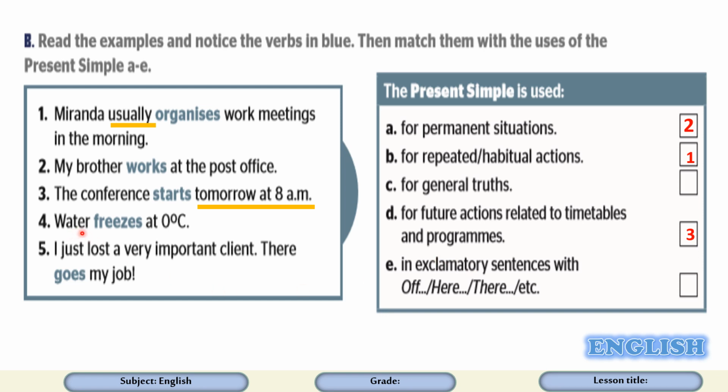Number 4, water freezes at 0 Celsius. Okay, I'm quite sure that you know this law from physics. And the answer is a general truth. With all laws, general truth, we always use the present simple. Finally, I just lost a very important client. There goes my job. So we have an exclamation mark here. So in exclamatory sentences with of, here, there, etc., we use the present simple.